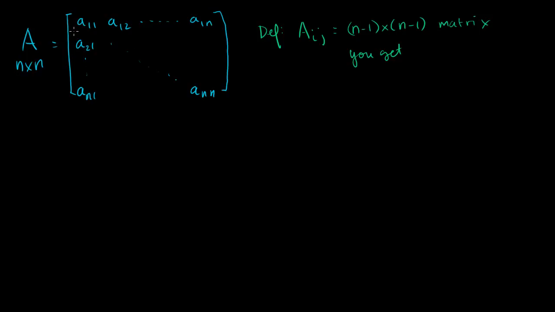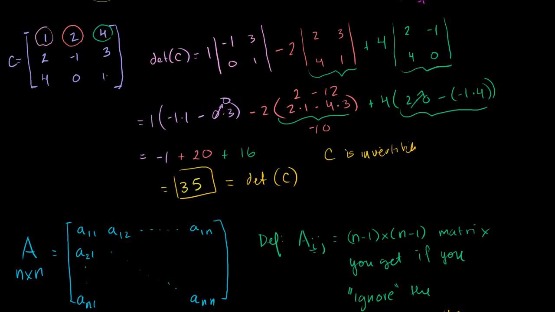if you essentially ignore, or if you take away, maybe I should say take away. Let's say ignore. I like the word ignore. If you ignore the ith row, this right here is the row, the ith row, and the jth column of A.